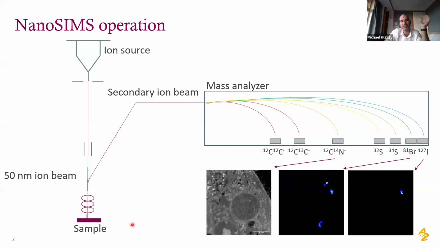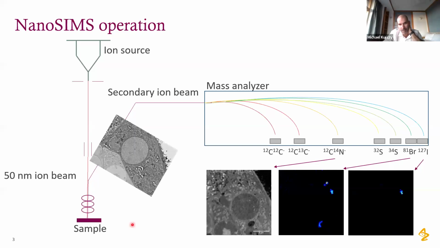And so I said we're using an electron microscopy sample prep. And so that means that before we take the SIMS image, we can actually do electron microscopy imaging to give us a better idea. So you can really see the endoplasmic reticulum here. And yeah, the nucleus is obviously very clear.